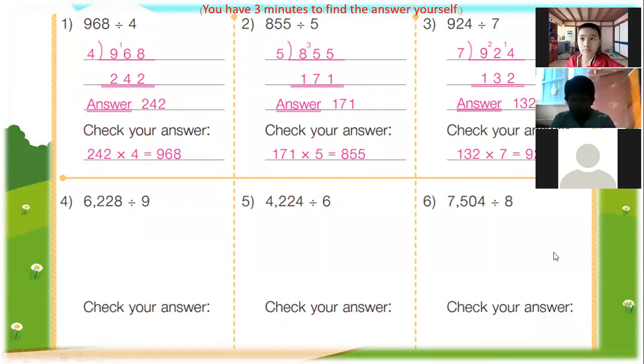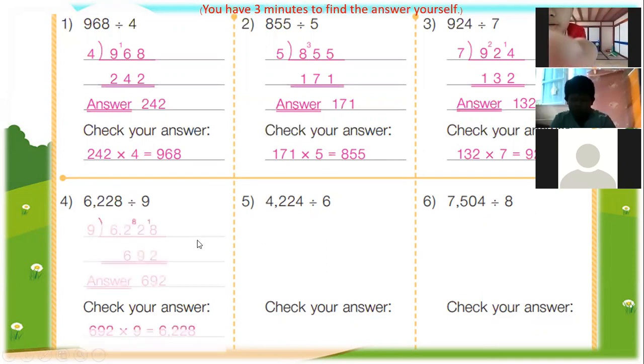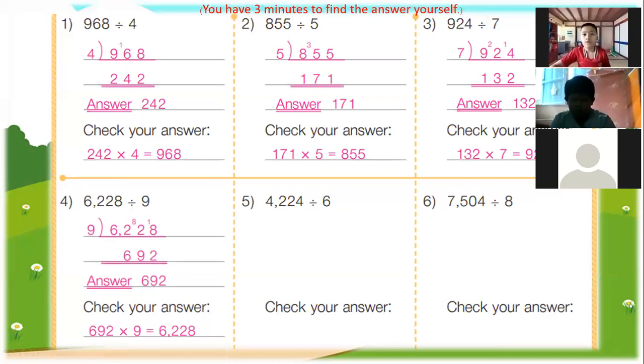Jaokun, what's your answer for question number 4? Six... 692. Very good. 692. That is the correct answer. Okay, now question number 5.